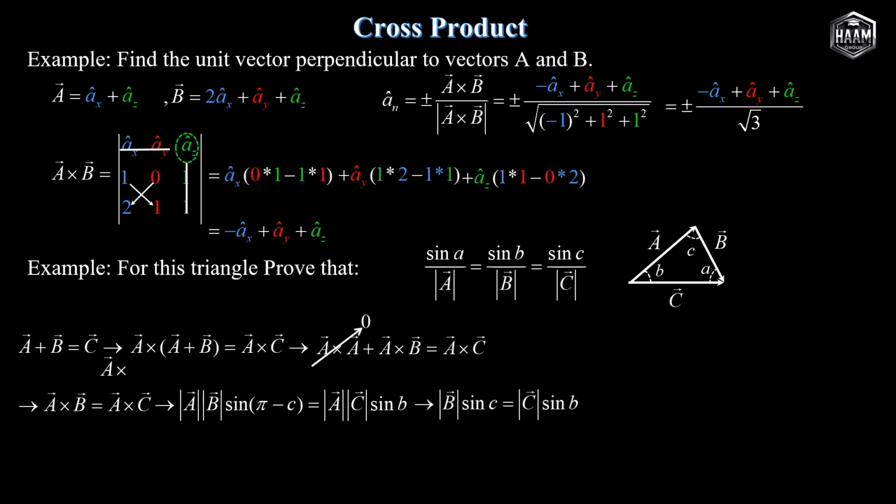Dividing both sides by the non-zero magnitude of a and utilizing the trigonometric identity sine of pi minus c equals sine of c, rearranging terms yields sine of b over magnitude of b equals sine of c over magnitude of c. Similarly, taking the cross product of vector b with the original addition equation, a plus b equals c, establishes the second equality.